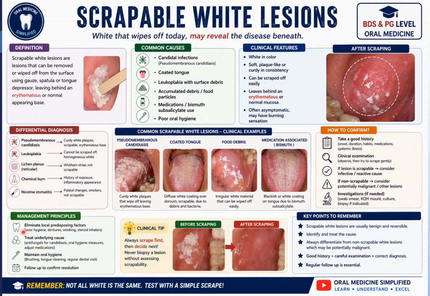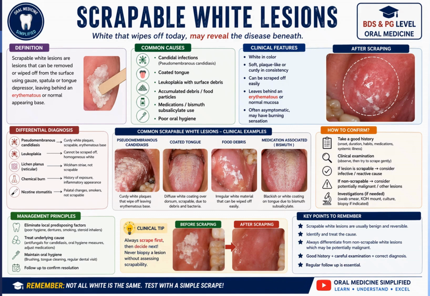Let's quickly scan these examples. Pseudomembranous candidiasis is classic curdy plaques. Coated tongue gives us a diffuse layer, often hygiene related. Food debris is irregular and easily removable. Medication related, likely bismuth causing discoloration. These are all different causes, but the same behavior. They scrape off. Here's a clinical pearl you should never forget. Always scrape first, then decide. Never jump to biopsy. Never jump to treatment, because this simple step can prevent misdiagnosis.